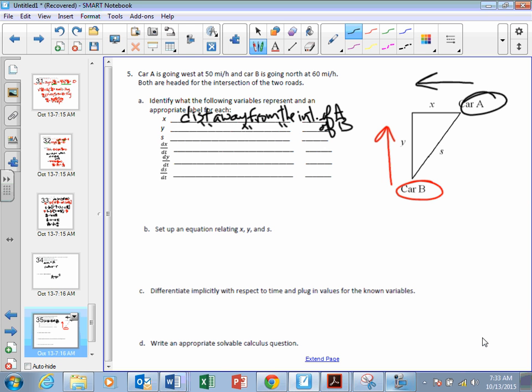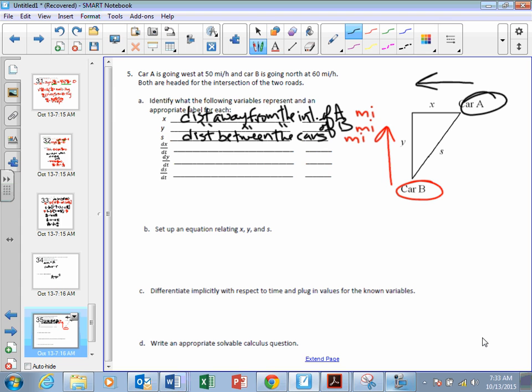And s, if we look right here, that's the straight line segment that goes between the two cars. So that's the distance between the cars. And all of these things are distances here. And if we notice, our speeds were measured in miles per hour. So all of these distances, a good unit for them would be miles, miles, miles.